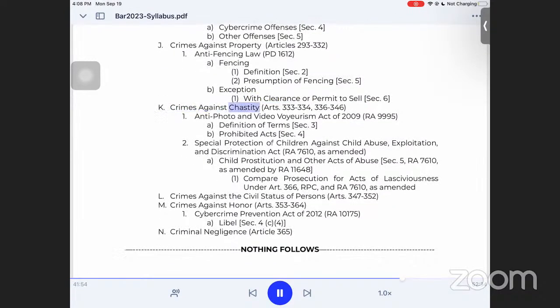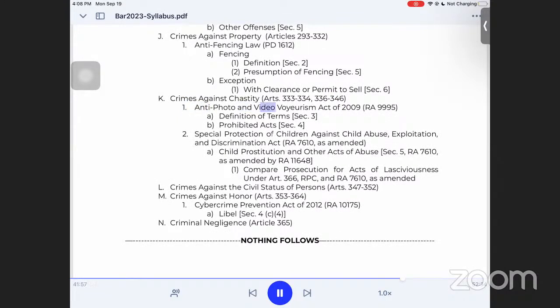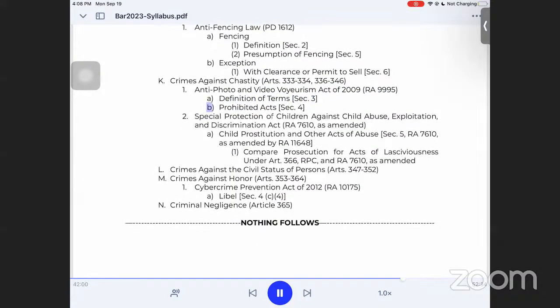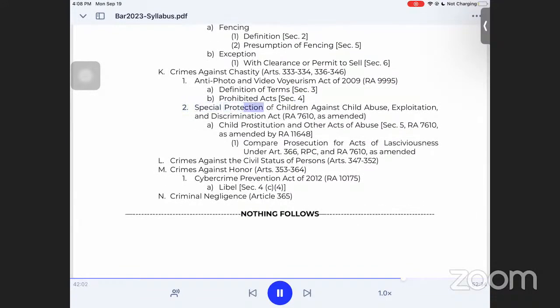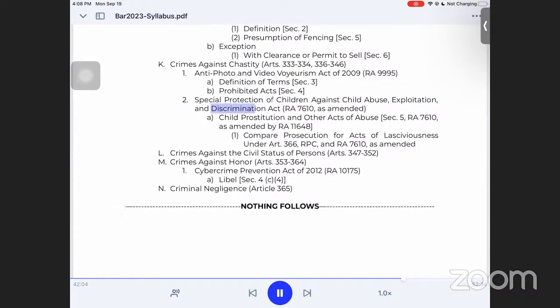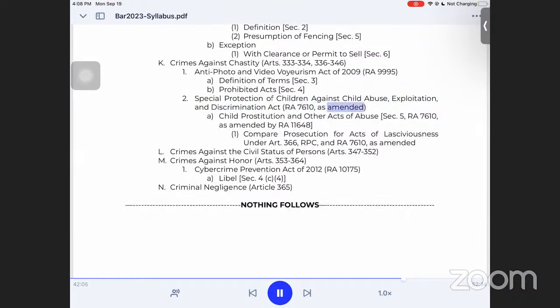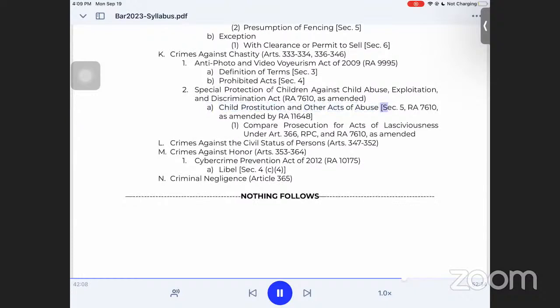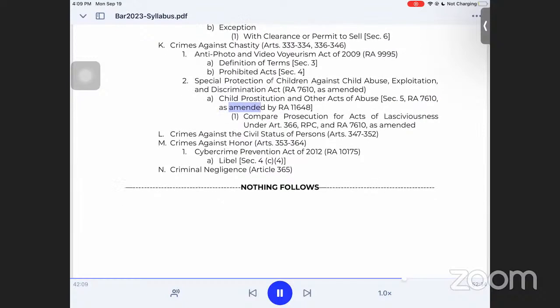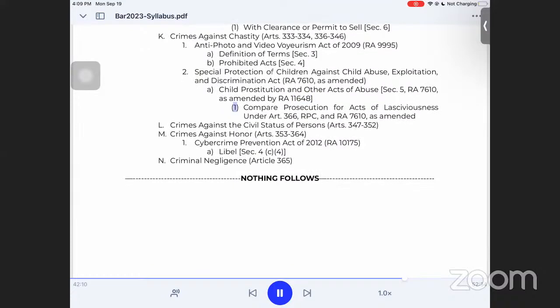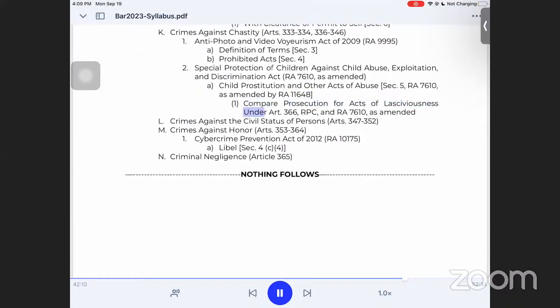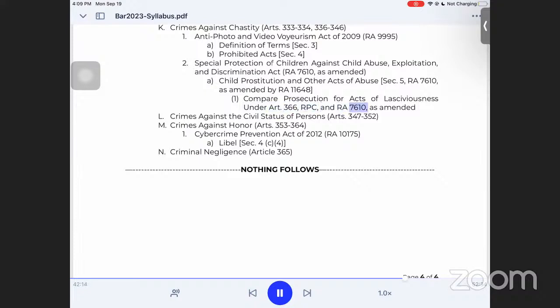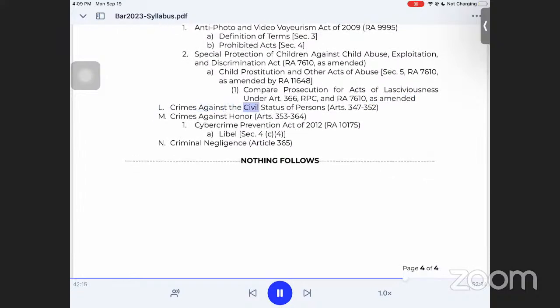K. Crimes against chastity, Arts. 333-334, 336-346. 1. Anti-Photo and Video Voyeurism Act of 2009, RA 9995. A. Definition of terms, Sec. 3. B. Prohibited Acts, Sec. 4. 2. Special Protection of Children Against Child Abuse, Exploitation, and Discrimination Act, RA 7610, as amended. A. Child prostitution and other acts of abuse, Sec. 5, RA 7610, as amended by RA 11648. 1. Comparative prosecution for acts of lasciviousness under Art. 336, RPC, and RA 7610, as amended. L. Crimes against the civil status of persons, Arts. 347-352. M.